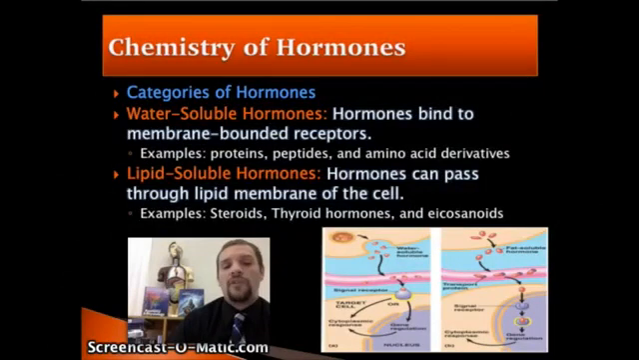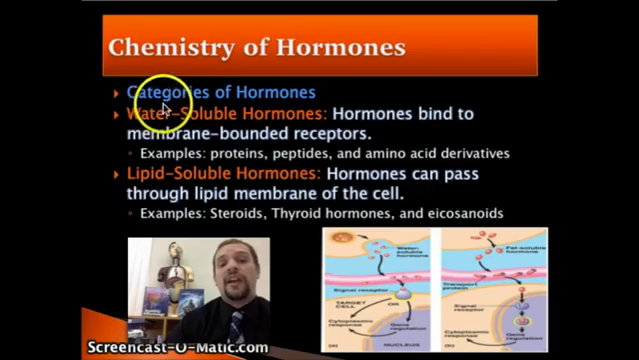So when we look at hormones, we can see that there are 2 categories or classes of hormones. The categories are determined by how that specific hormone passes through the target cell or tissue. The 2 categories we have are water-soluble hormones and lipid-soluble hormones. Water-soluble hormones bind to a membrane-bound receptor.